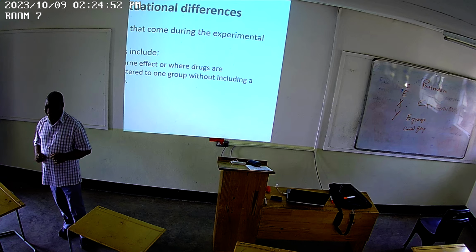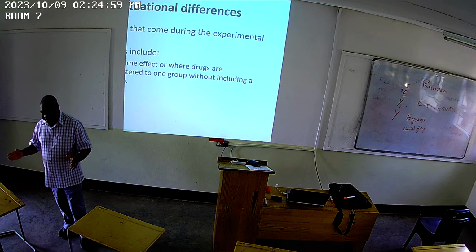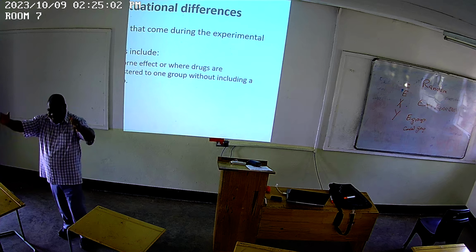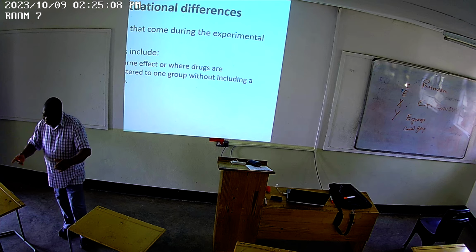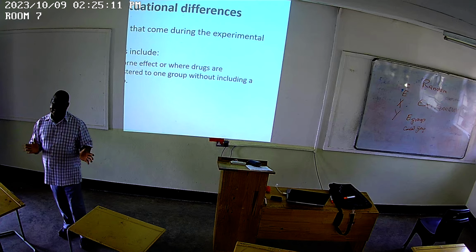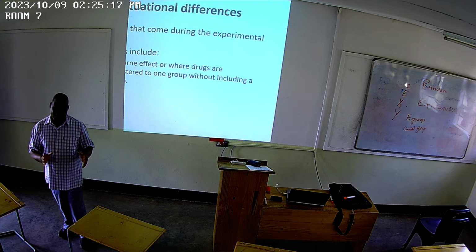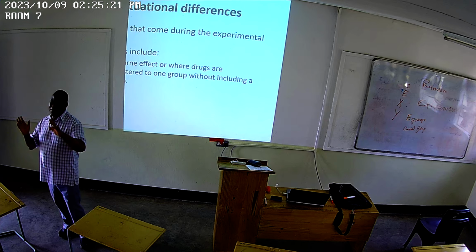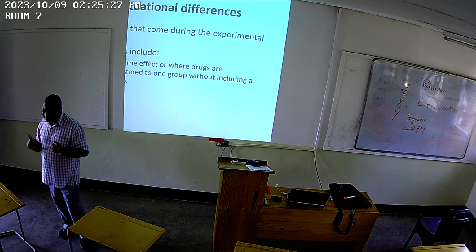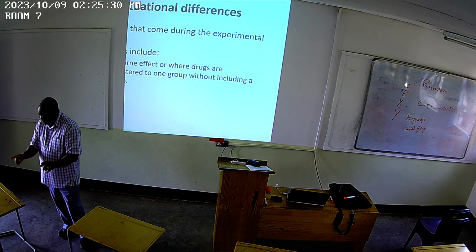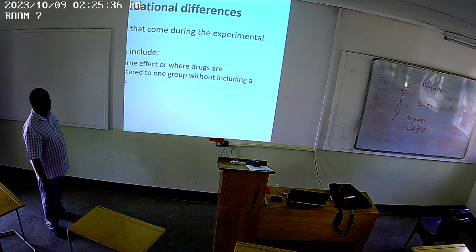A difference will be created in the process of implementing the experiment. You are teaching the two groups. One group is in a better class, the other group is in a poor class. One group is learning at a very good time, the other group at a very poor time. Those are situational differences in the process of implementing the experiment.